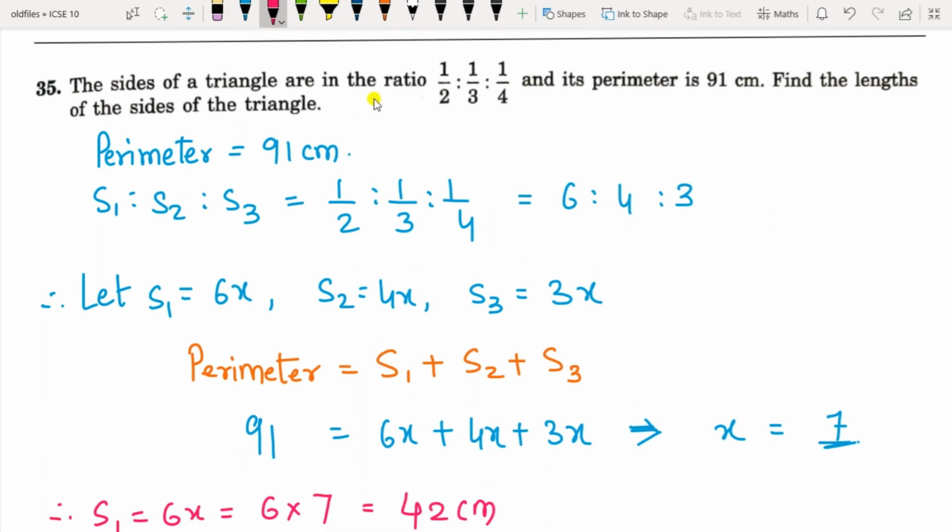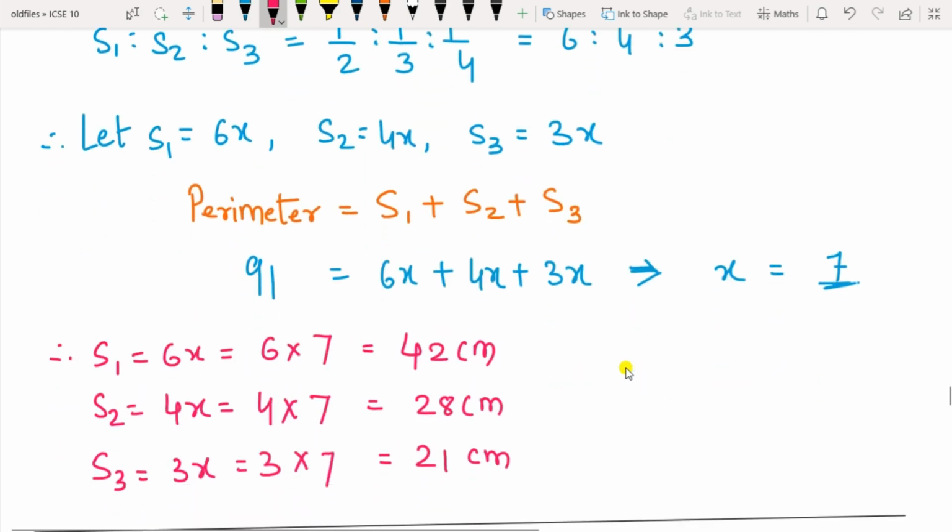The sides of a triangle are in the ratio 1/2 is to 1/3 is to 1/4 and perimeter is given as 91. You have to find the length of the sides of the triangle. So perimeter is given, sides are in the ratio in fractions, convert into whole number ratio. So let side 1 be 6x, side 2 is 4x and side 3 is 3x. So formula for perimeter of triangle is side 1 plus side 2 plus side 3. Substitute the values, you get the value of x and substitute the value of x in side 1, side 2 and side 3. You get S1 as 42, S2 as 28 and S3 as 21 centimeter.